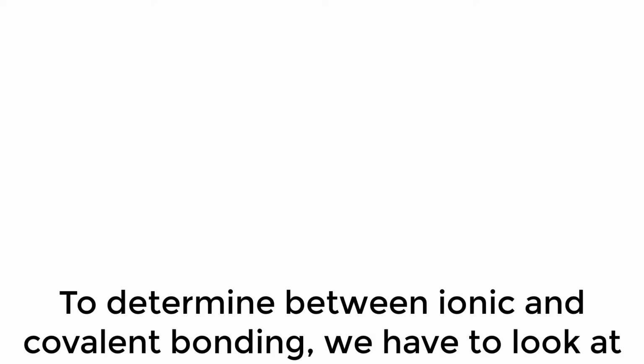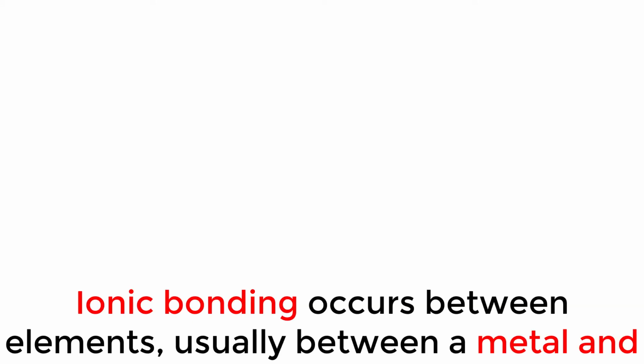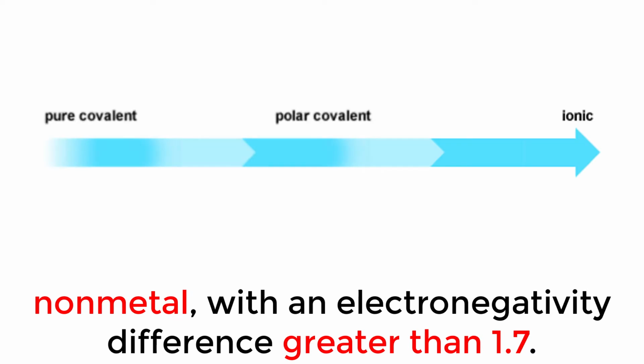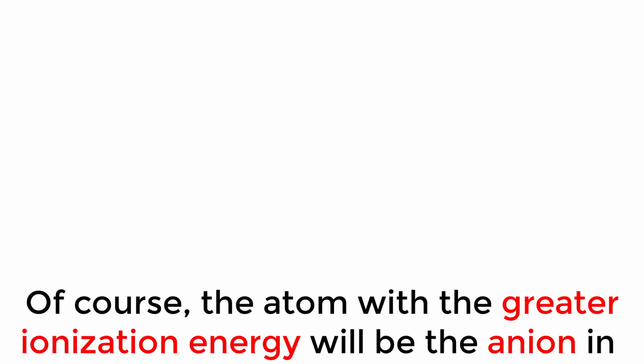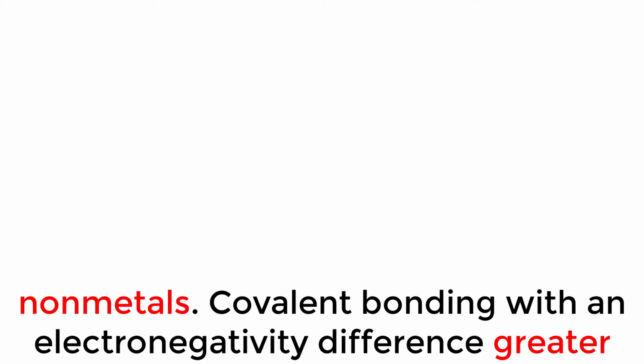To determine between ionic and covalent bonding, we have to look at the difference in electronegativity according to the Pauling scale. Ionic bonding occurs between elements, usually between a metal and nonmetal, with an electronegativity difference greater than 1.7. Of course, the atom with the greater ionization energy will be the anion in the molecule. Covalent bonding occurs typically between two nonmetals.